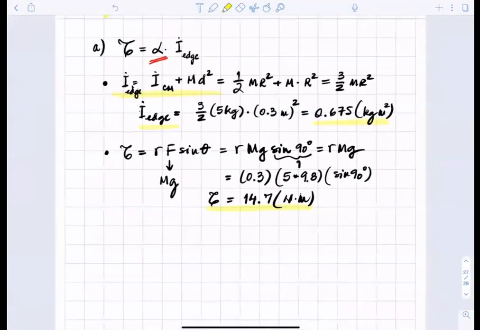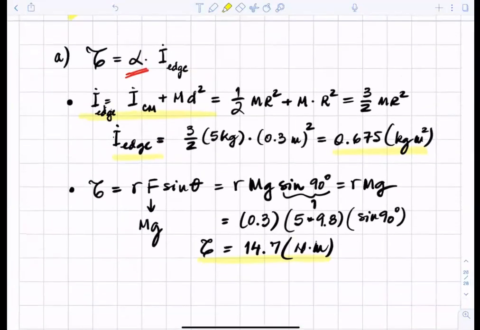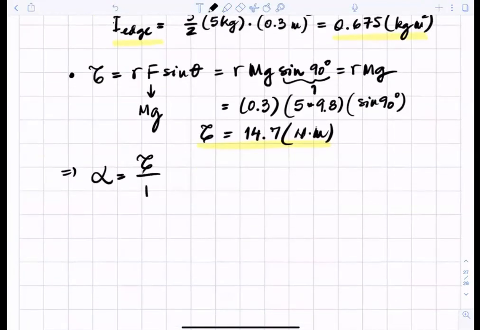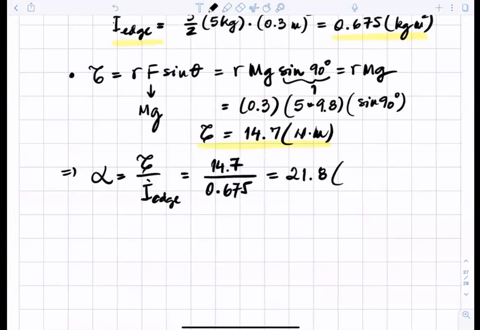Okay, so now we have the torque, and we also have the moment of inertia. Marrying them all together, we get that alpha is nothing else but torque over I. So that would become 14.7 divided by 0.675. And I am getting, I didn't finish this one, so let me do that. 21.777, so 21.8, and those are radians per second squared.